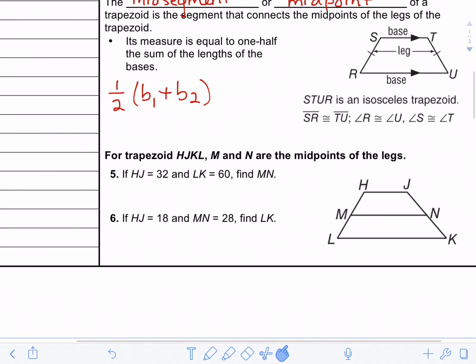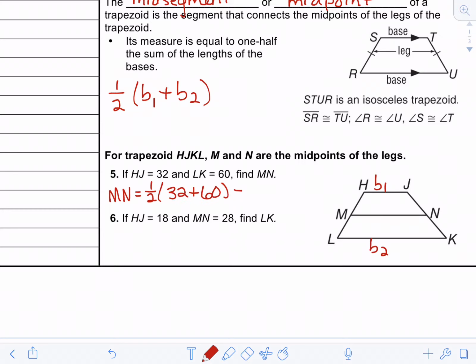So for trapezoid HJKL, M and N are the midpoints of the legs. So we know this can be base 1, this can be base 2, or vice versa. It doesn't matter. If HJ is 32, so there's a base. LK is 60, there's a base. Find MN. So MN will be equal to 1/2 of the sum of those bases. So 1/2 of 32 plus 60, and that will give us 46.